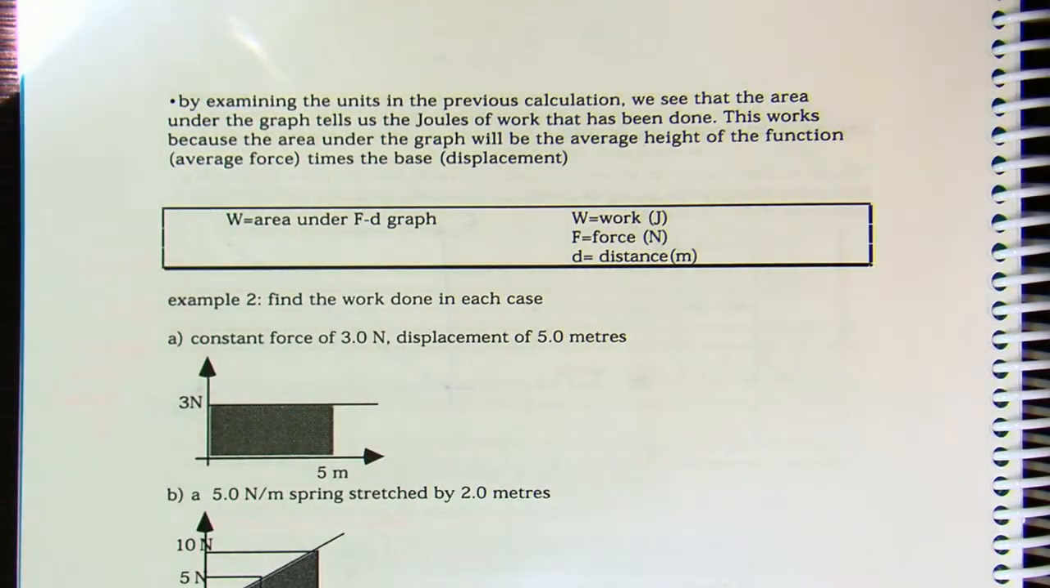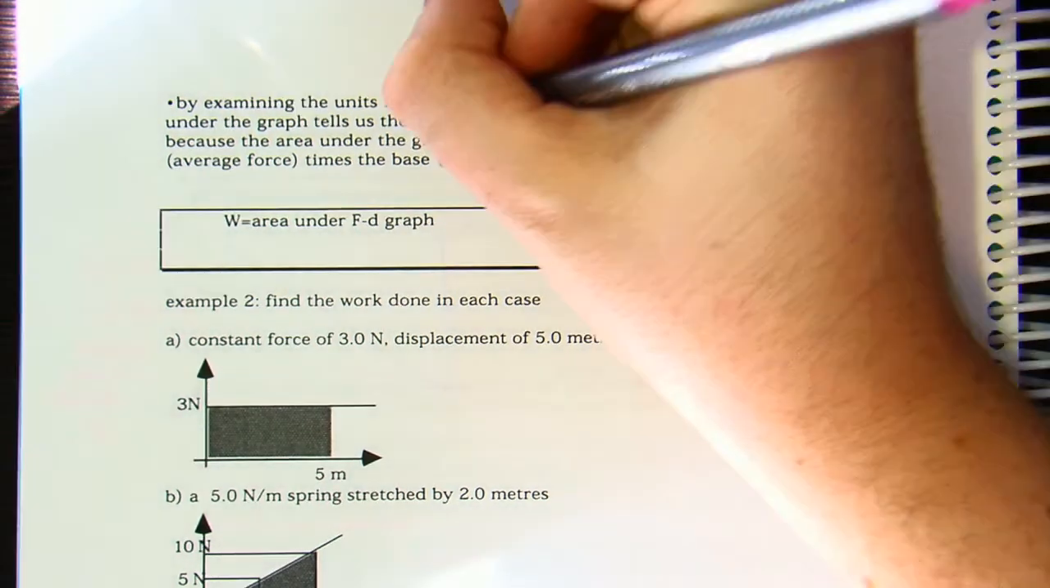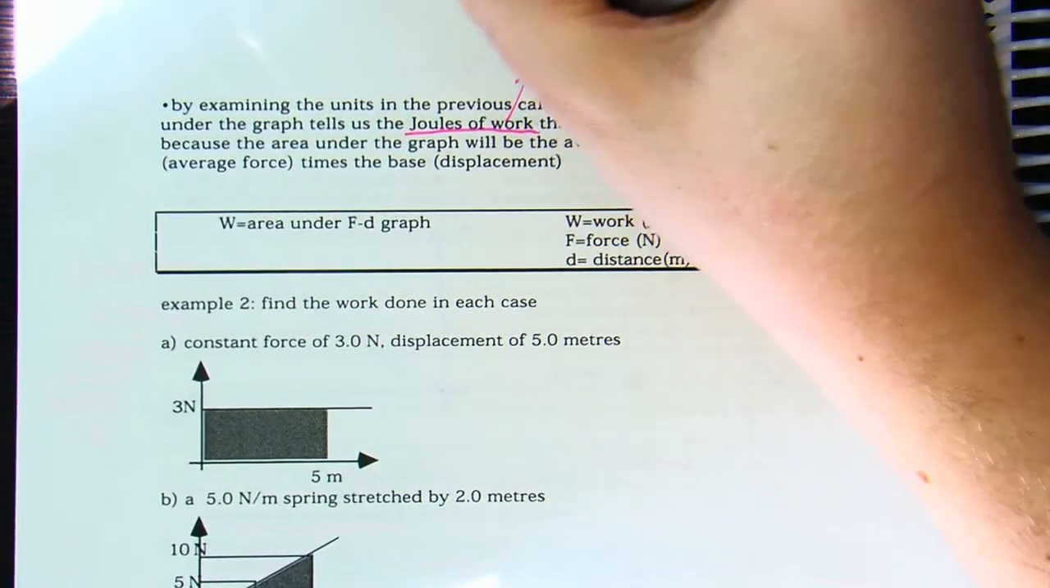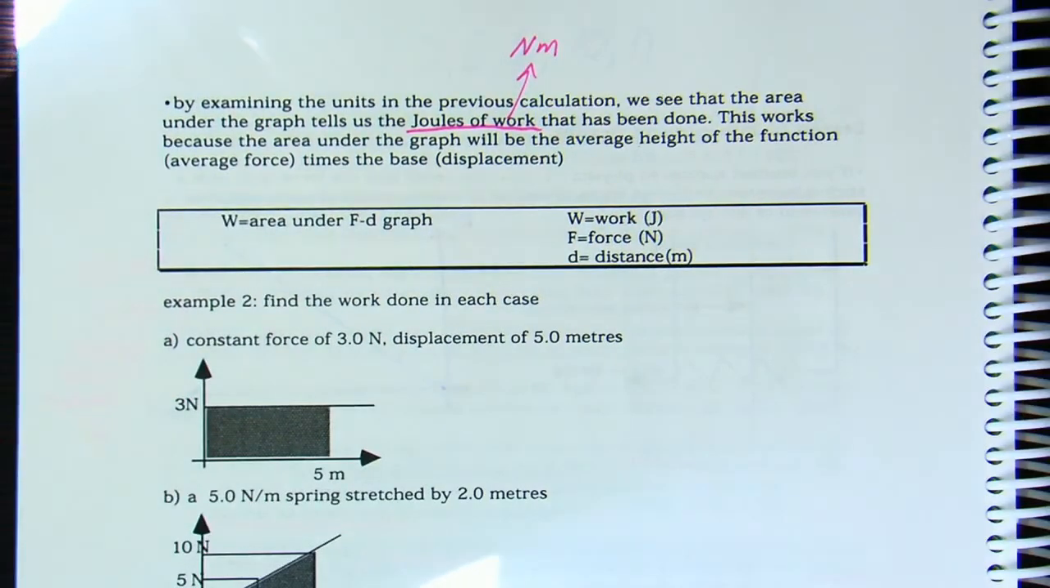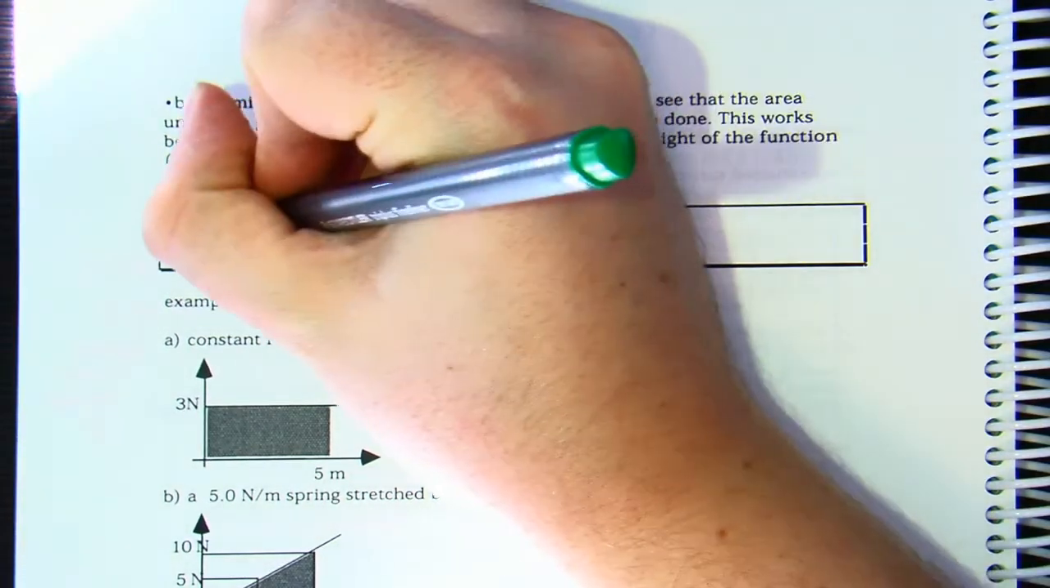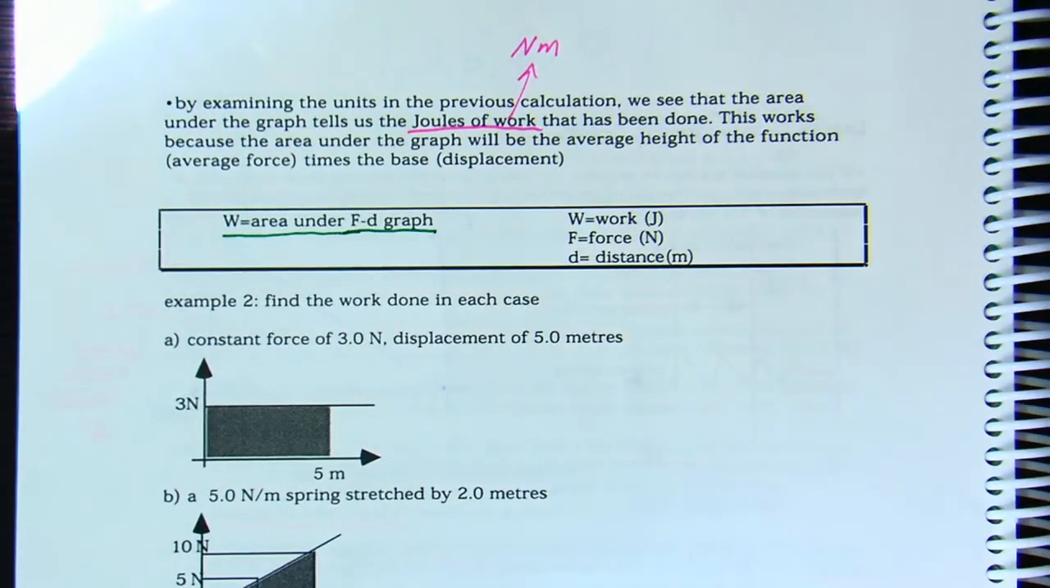So by examining the units in the previous calculation, we can see that the area under the graph tells us the joules of work or the Newton meters of work done. Those are the same here. The joules of work, also the Newton meters. Newton meters are joules. We like joules just because it makes it clear that work is an expression of a change in energy. So work equals the area under a force distance or a force displacement graph.